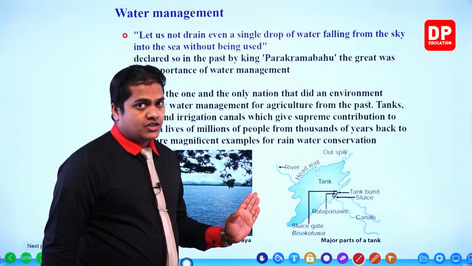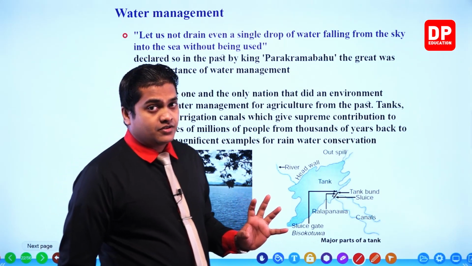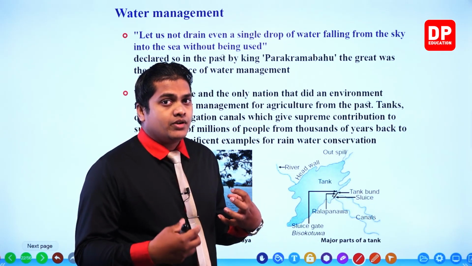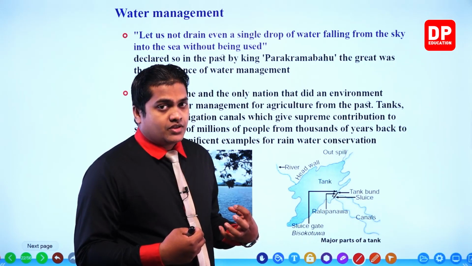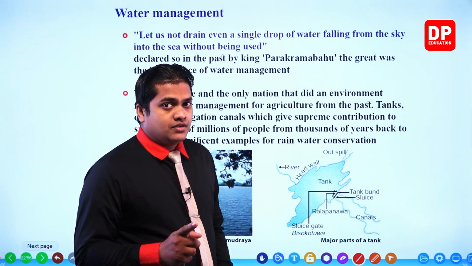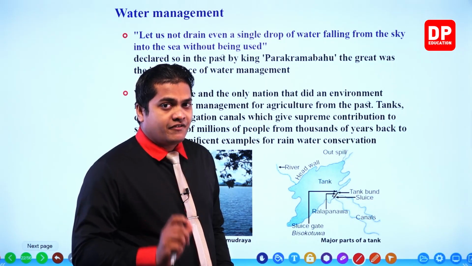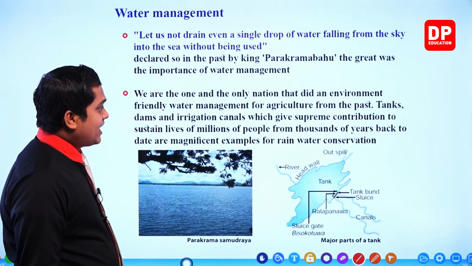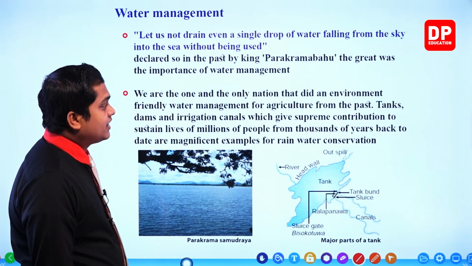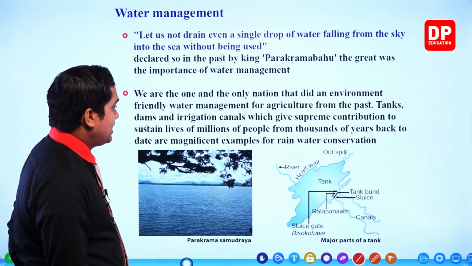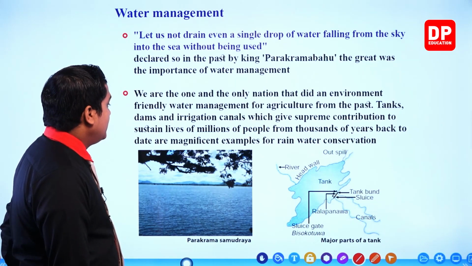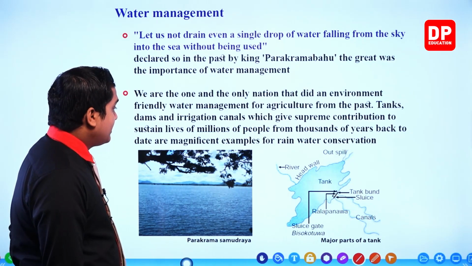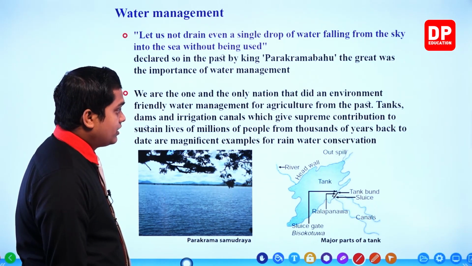We are the one and only nation that did environment friendly management for agriculture from the past. From the past, my dear children, we did something magnificent, right? That means we did a marvelous thing in managing the water systems. We are the only country from the past that did an environmentally favorable water management system. Tanks, dams, and irrigation canals give a supreme contribution to sustain the lives of millions of people from 1,000 years back to date, and are magnificent examples for rainwater conservation.